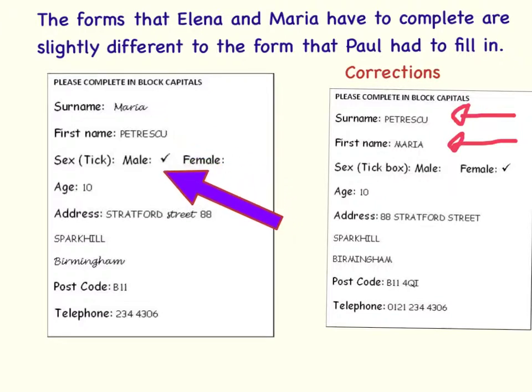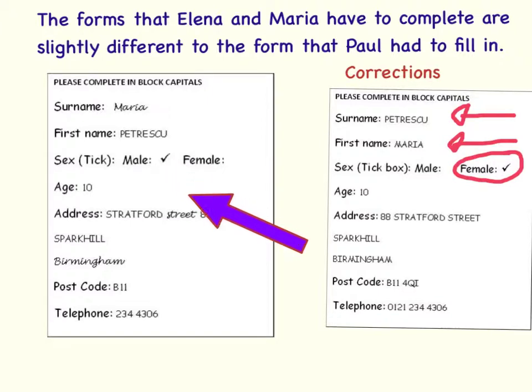She put that she was a male, and we know she's a female, so we needed to put the tick there. She is aged 10, she got that correct, so we don't have to do anything there.